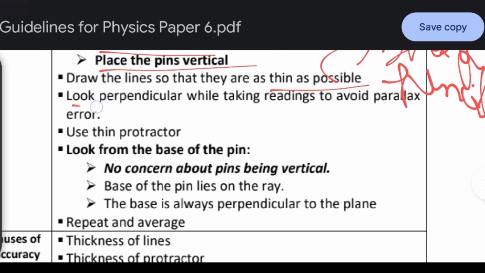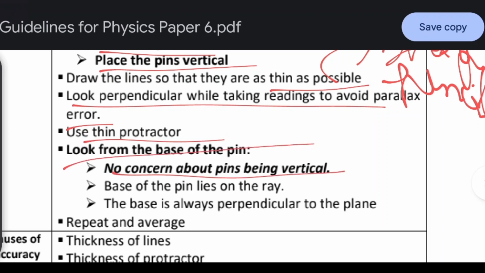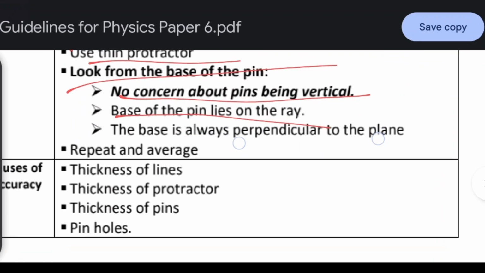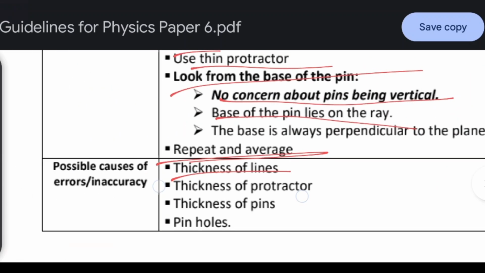Again, look perpendicular to avoid parallax error. Use a 10 protractor. Look from the base of the pin. No concern about pins being vertical. The base of the pin lies on the ray, right? The base of the pins tells you the line of the ray, the way the ray goes. The base is always perpendicular to the plane, of course. Repeat and take the average. Thickness of line is a source of inaccuracy.